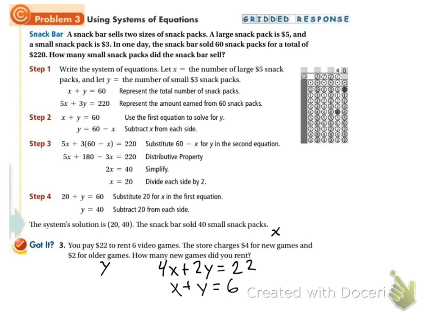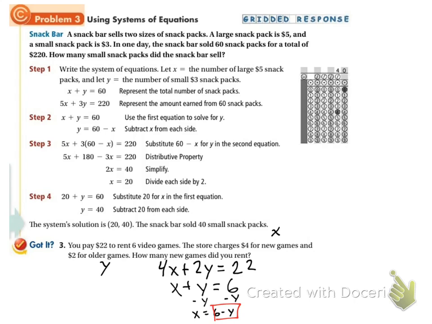So which equation do you think looks easier to solve for one of our variables? I think the second one looks easiest because they both have a coefficient of 1, right? X has a coefficient of 1 and y has a coefficient of 1. And then it's your choice which one you want to solve. We'll just solve for x. So I'll subtract y from both sides so that x is equal to 6 minus y. Now, x is the same thing as 6 minus y, right? So I can take that and I can plug it in for x.